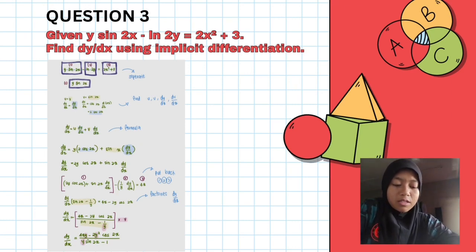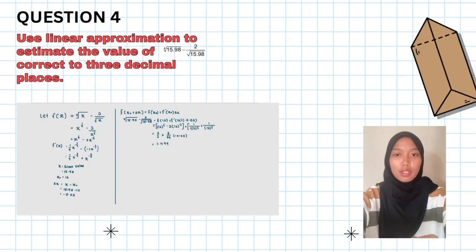To simplify the fraction, multiply the numerator and denominator by y. So, the final answer is dy/dx equals (4xy minus 2y squared cos 2x) over (y sin 2x minus 1). For question 4, we use the linear approximation method to estimate the value of the fourth root of 15.98 minus 2 over square root of 15.98.